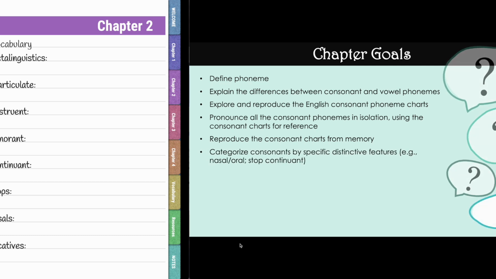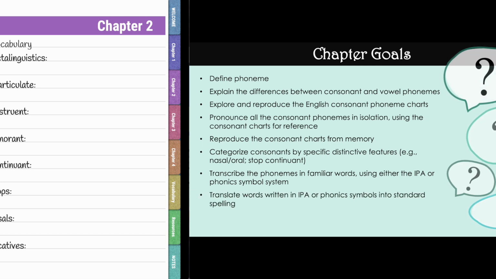We're going to go ahead and categorize them by specific features and define those so we can convey those to our students. And then we're going to talk briefly about this IPA system to transcribe phonemes and translating them and the need for those. We're not going to memorize the IPA alphabet, but we are going to talk about why it's there and what its importance is. We will primarily be working within the phonics symbols.